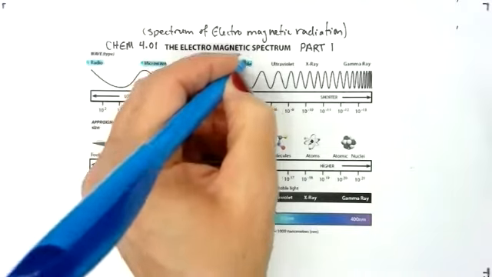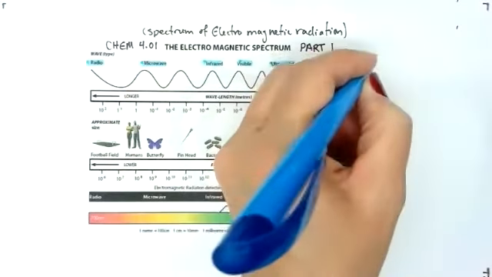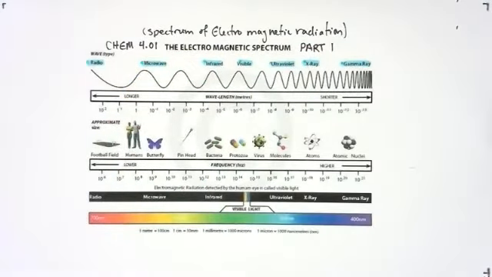So the electromagnetic spectrum ranges from radio waves to microwaves. We've got infrared, visible, UV, X-ray, and gamma ray. So let's talk about these kind of in turn. You'll see the same labels down here at the bottom. And look at this little tiny rainbow right in the middle. What they've done is they've taken that and they have expanded it here.